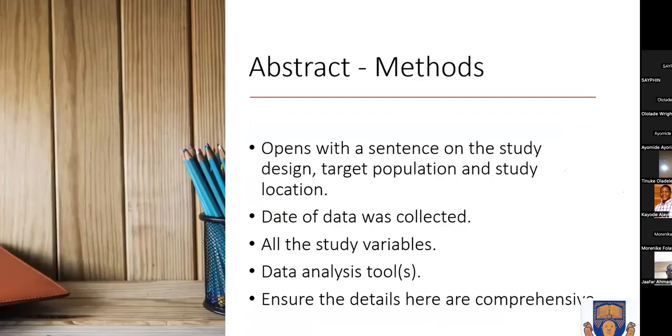So you've moved on from your introduction and now your method. Your method must have the 6 details. You must open your sentence of your abstract telling us what the study design is. Is this a mixed method research? Is this a cross-sectional study? Is this a systematic review? Is this a clinical trial? What is your study design?